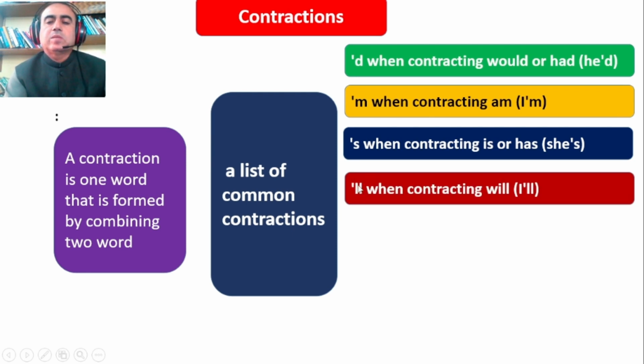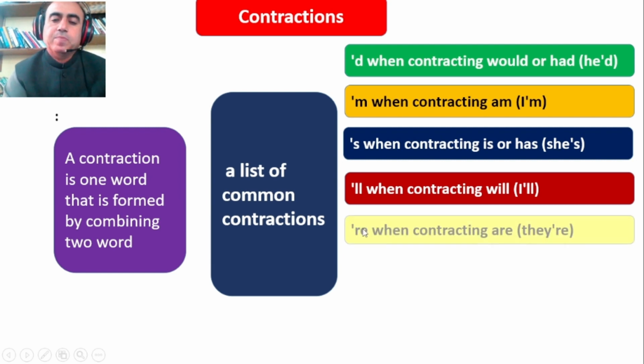If it is with a double l like this, it means will or shall. I'll, we read it I'll, I will. If we read it separately with emphasis, we would say I will, or otherwise, if it is in short form, we say I'll. If there is a sign of apostrophe with re, it means are has been contracted or were has been contracted, like they're, they are.